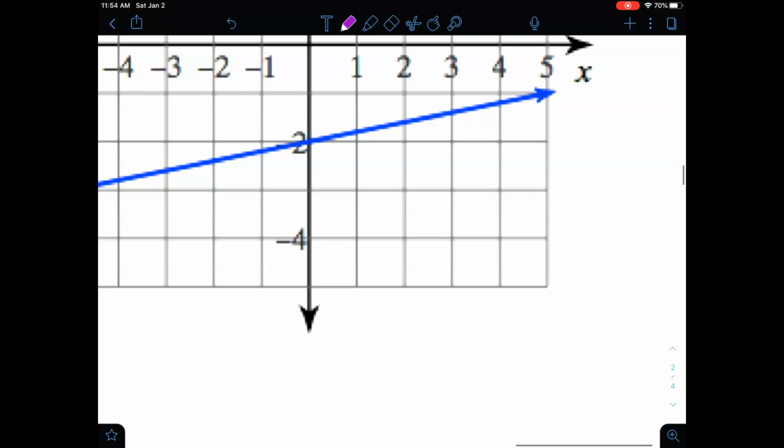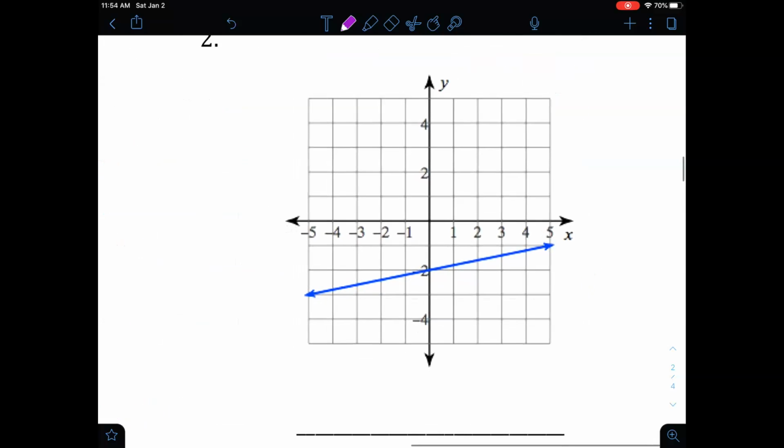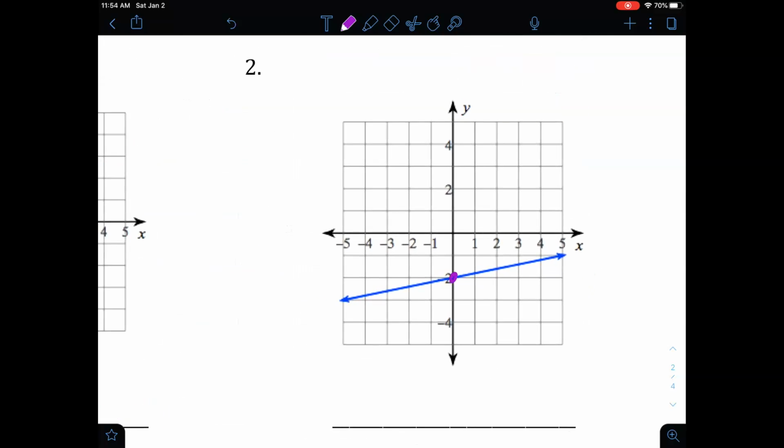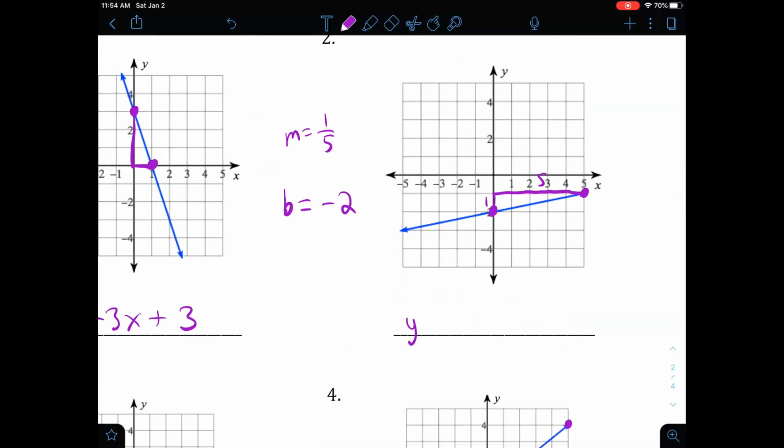Okay, let's do number 2. So we need to find 2 points on the graph. We have the origin right here, and it crosses right here at the corner. So our slope is going to be, we're going to go up 1 over 1, 2, 3, 4, 5. So our m equals 1/5. And our b, it crosses at, looks like negative 2. So our equation should be y equals 1/5 x minus 2.